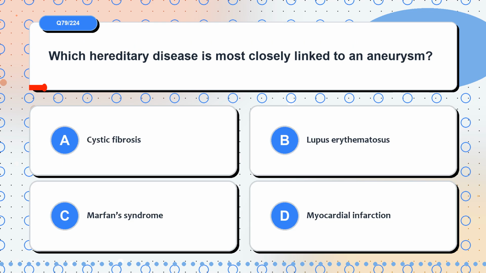Question 79. Which hereditary disease is most closely linked to an aneurysm? Here are the options. Option A. Cystic fibrosis. Option B. Lupus erythematosus. Option C. Marfan's syndrome. Option D. Myocardial infarction.